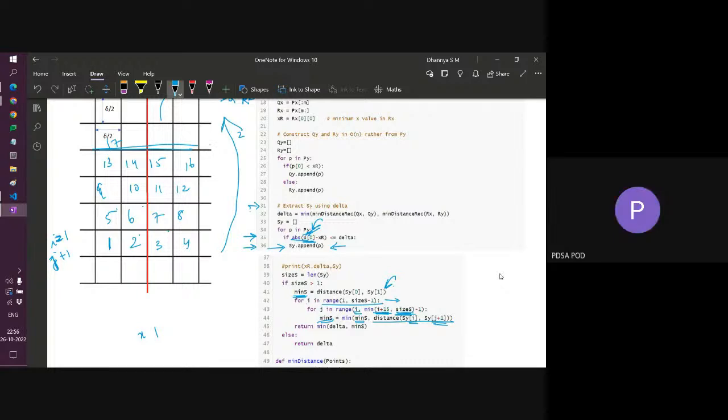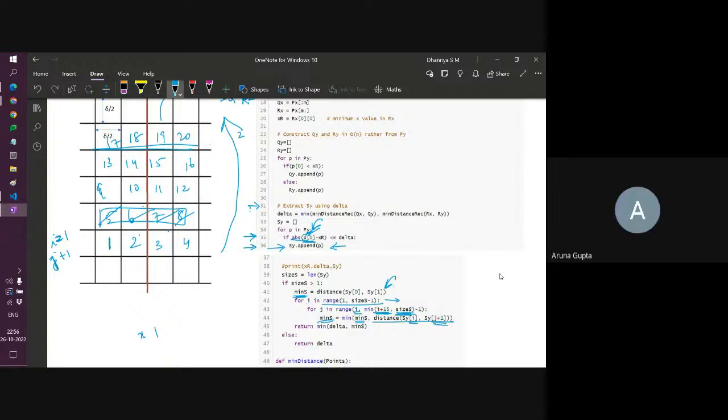Let me just ask you one question. What your question is, like 1, 2, 3, 4. Suppose these points are not there, right? Then this loop will actually check here also, right? That's what you mean. Yes, I want to ask this thing. Yes, that is correct.